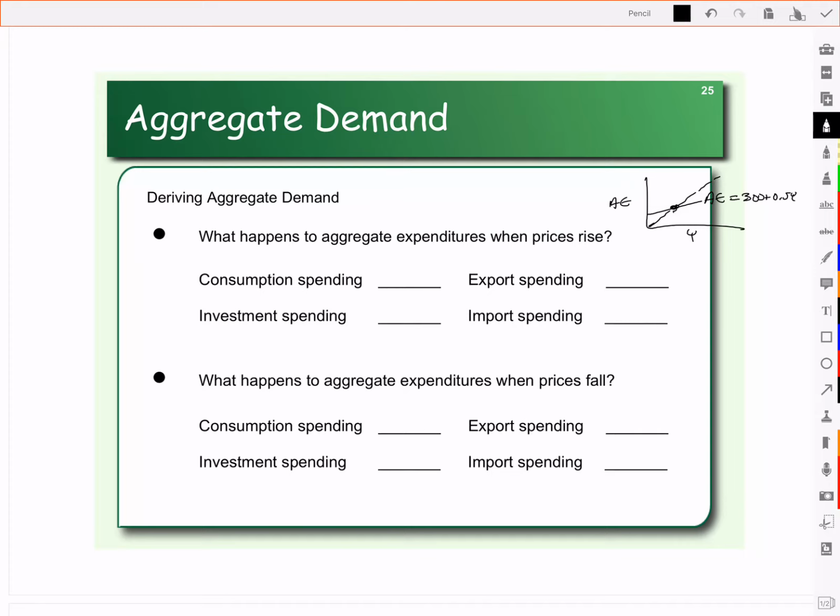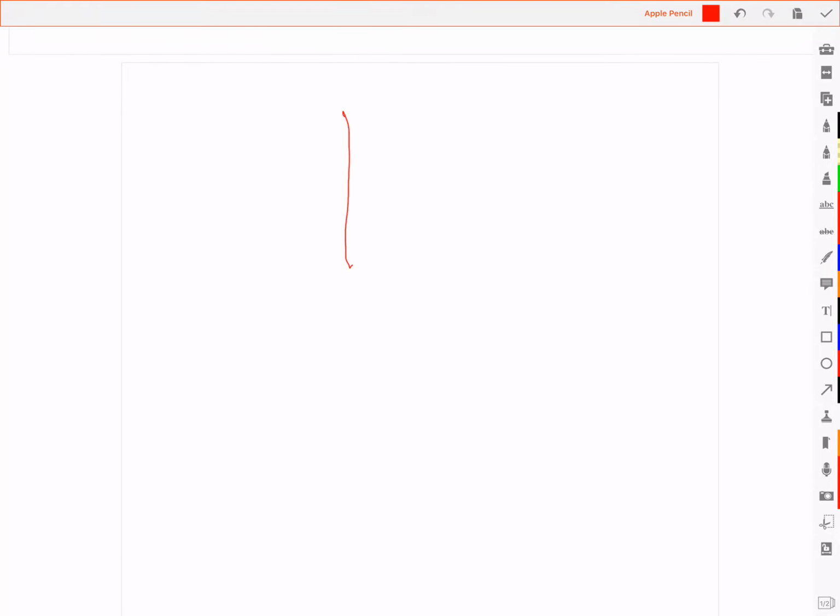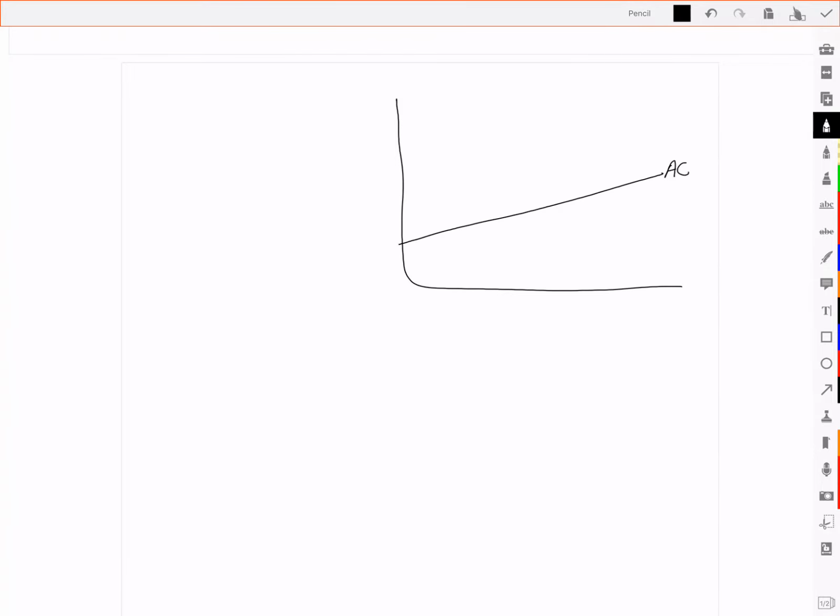So we want to know what happens to aggregate expenditures when there is a change in price. What impact does this have on the aggregate expenditure function and ultimately create aggregate demand? So let's start with a price increase. And actually let's draw a graph here. Here is our aggregate expenditure function, and here's our 45-degree line. Here is equilibrium. So on the vertical, we have aggregate expenditures, and on the horizontal, we have national income.